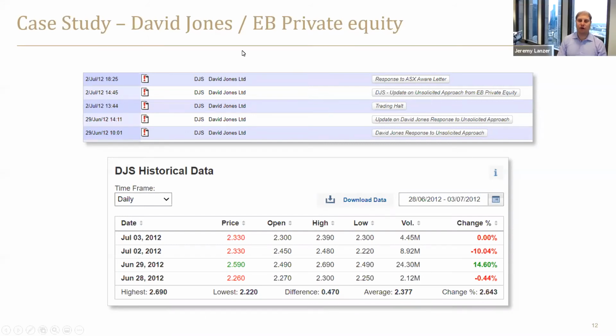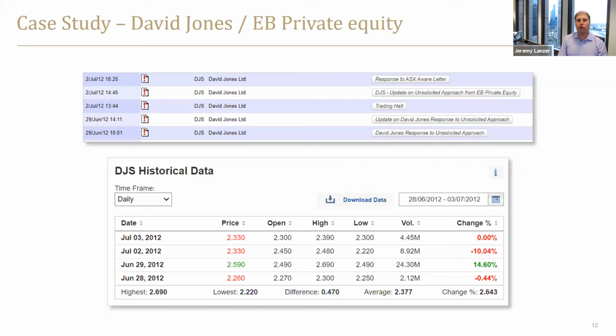And I suppose the other question is, what other options did David Jones have in those circumstances? If you look across the spectrum, they could do nothing and then wait and see whether it leaks and have to respond to that, either respond to the market or respond to a query from ASX. They could announce, as they did, which we can now see in hindsight didn't work out particularly well for them in terms of the share price fluctuation and the loss of face.